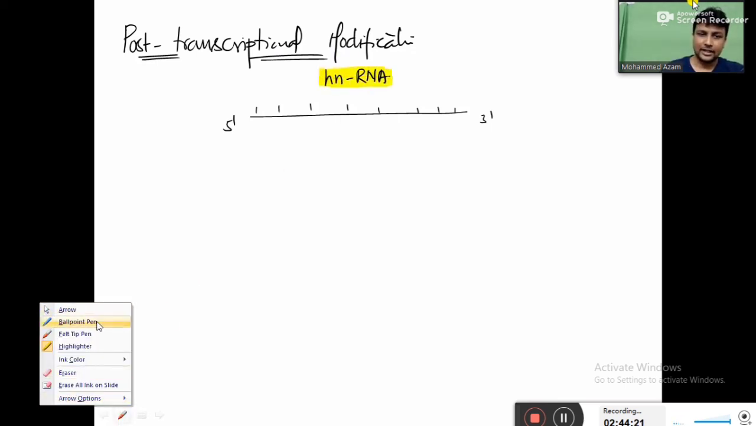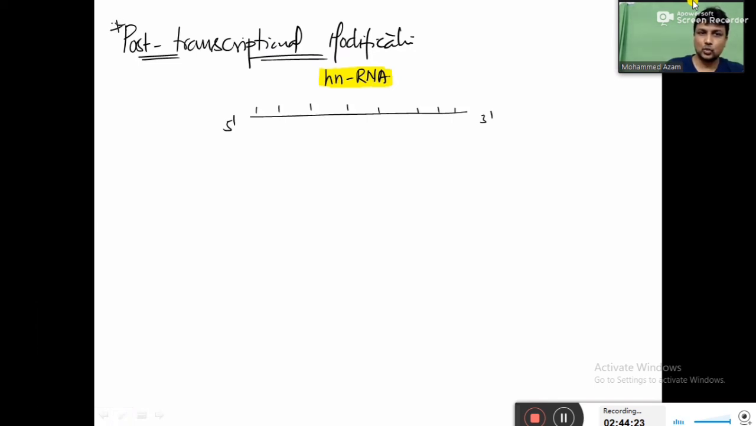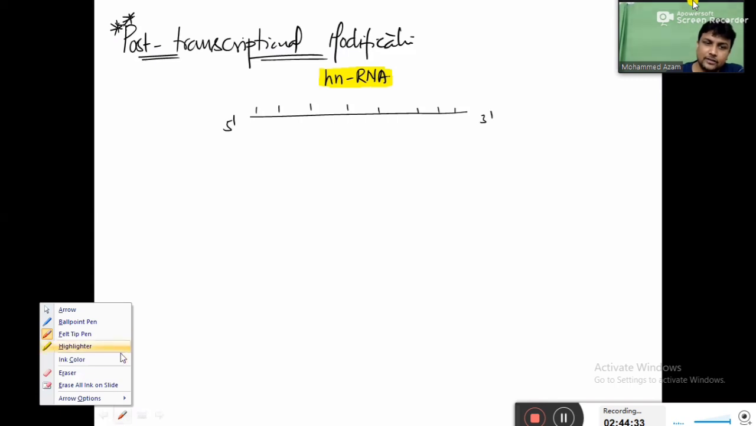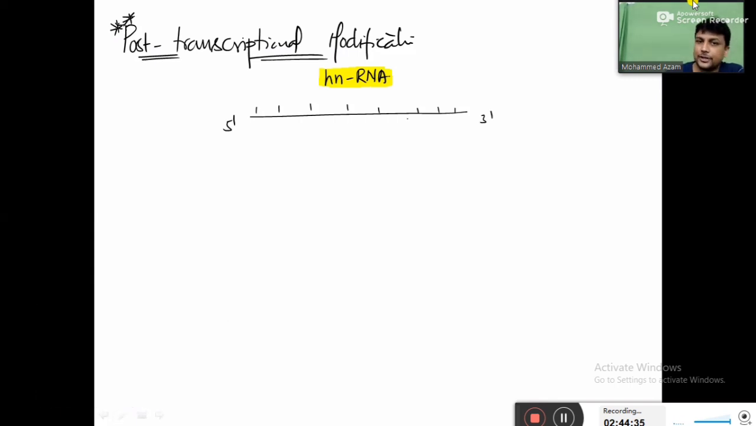Please write this down. Extremely important topic, and my dear friends, you can always expect one question from here, sir. So hnRNA will be from 5' to 3'. One of the modifications will take place at 5'. 5' is like the head. On the head you wear a cap, that is why it is called 5' capping.